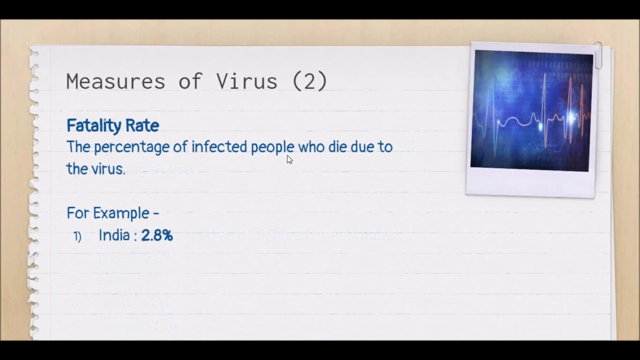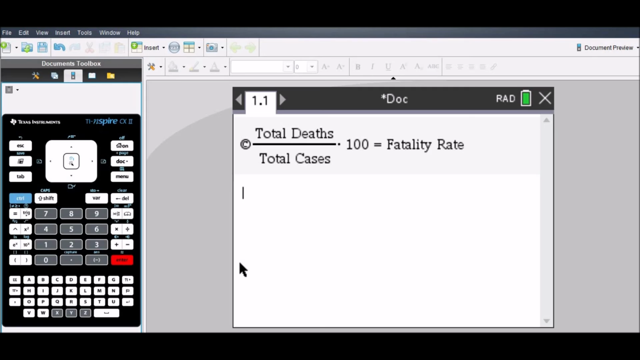Now let's look at the second tool, which is the fatality rate. The fatality rate is the percentage of infected people who died due to the virus. For India, it's 2.8. Let's see how to calculate the fatality rate. Here's the formula: total deaths divided by the total number of cases, times 100. This shows us what percentage of people infected with a virus actually die.